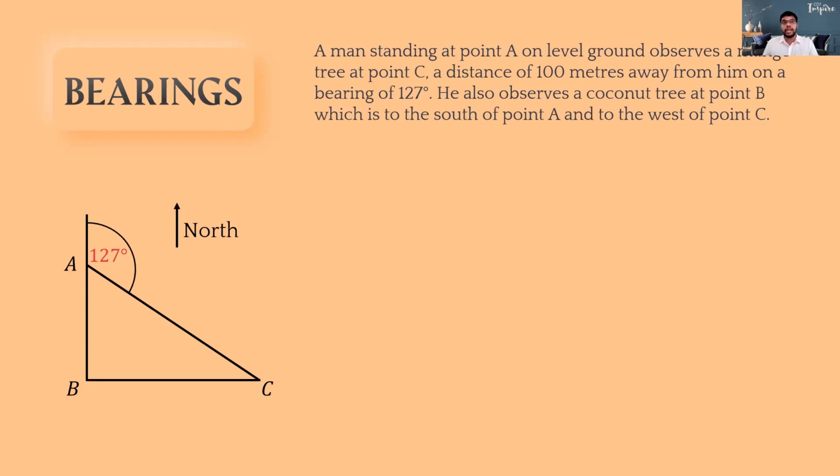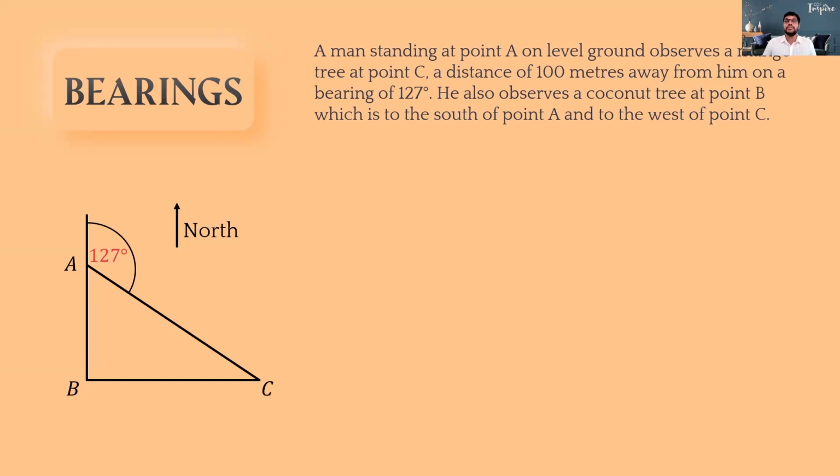He observes a mango tree at point C. So children, at point C, what do we have? A mango tree. Distance of 100 meters. So children, that distance from A to C is 100 meters, right? On a bearing of 127 degrees. So children, you all can see from the north, clockwise 127 degrees. That is a bearing of 127.